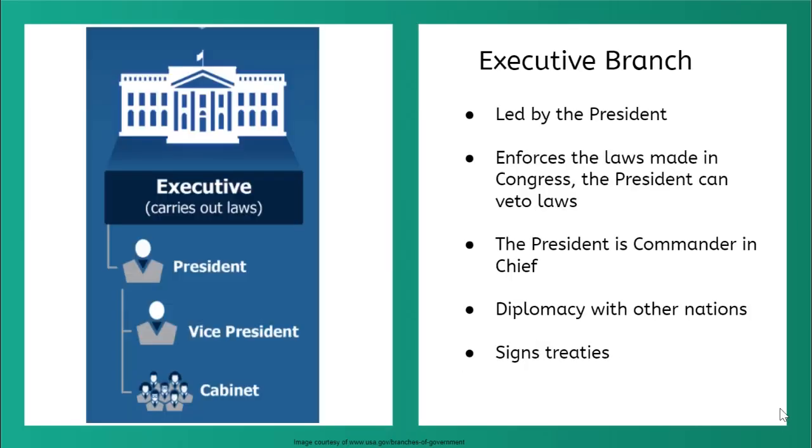Now, the executive branch might be the branch of government that you have heard about the most. The leader of the executive branch is the president. The president's job is to enforce or veto the laws made by Congress. The president is also commander-in-chief.